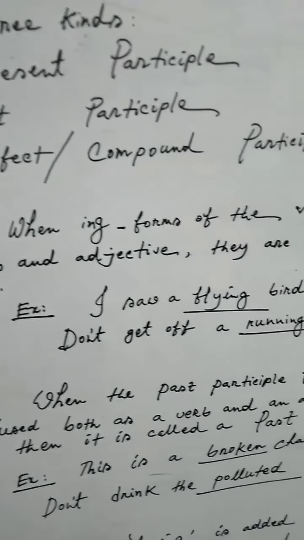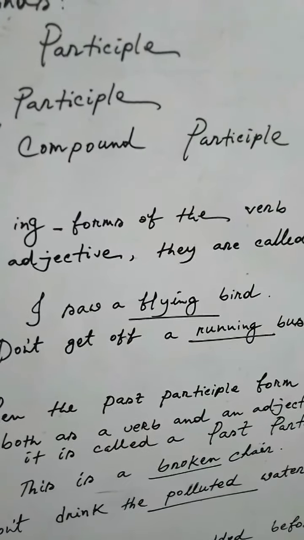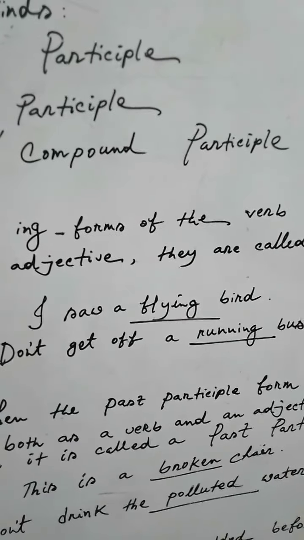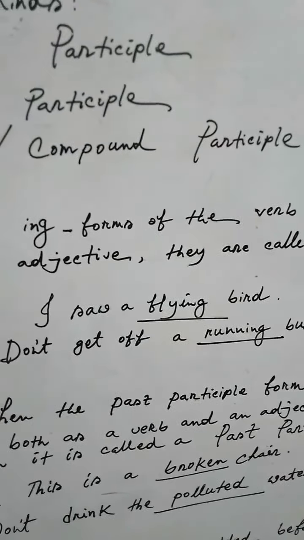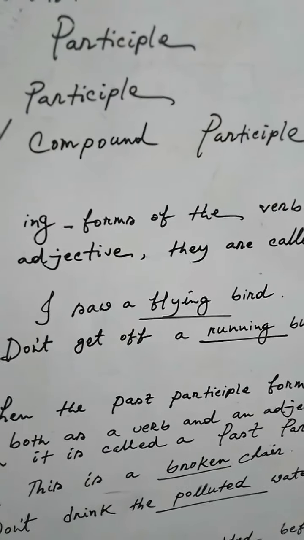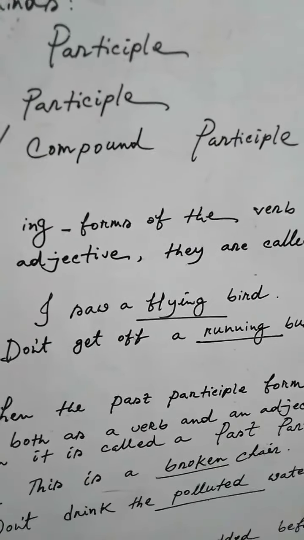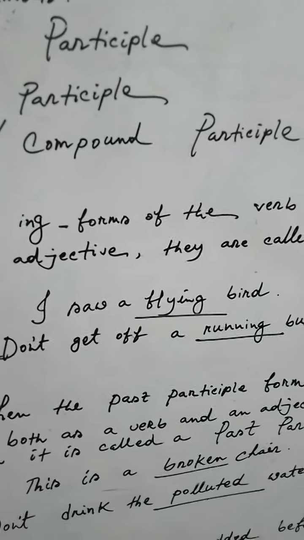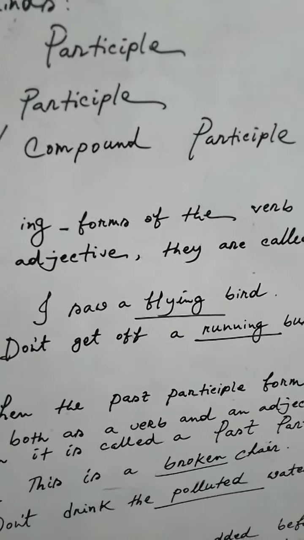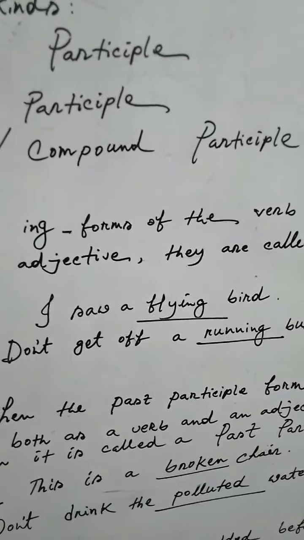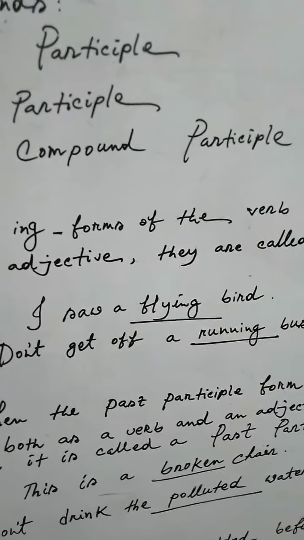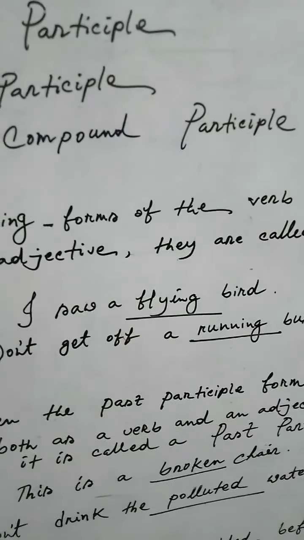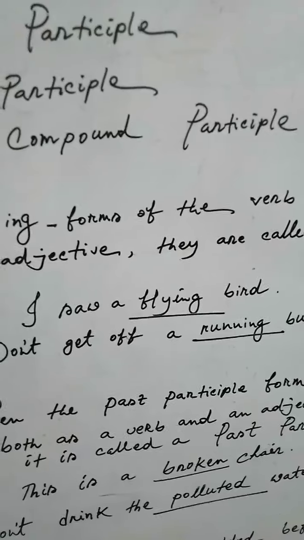As for example, you can see here, I saw a flying bird. Here, you know, fly is a verb. Ing is added with fly. Here, flying acts like an adjective. Though fly is a verb, it acts like an adjective here. I saw a flying bird. Here, flying is an adjective. So this ing form of verb, flying, acts like an adjective. That's why, according to the definition of present participle, flying is a present participle.